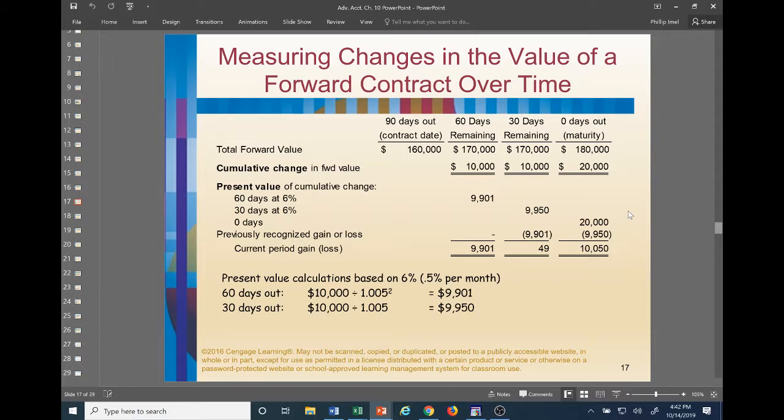And we can see this because the 9,901 plus the 49 plus the 10,050 gives us $20,000. So that's how it's recognized over time. You have to find the present value of the cumulative change in forward value, and then take away the previous gain or loss from that point, and that gives you your current period's gain or loss. And obviously it's cumulative over time, it's spread out so that in the end it should equal the total gain, in this case $20,000.